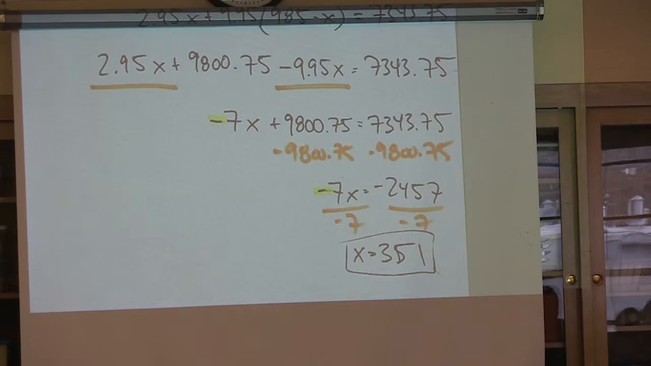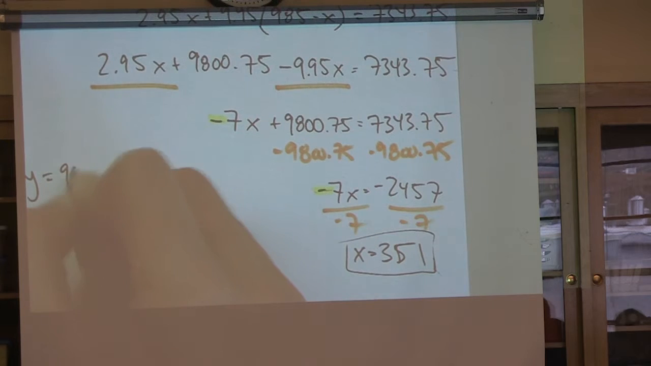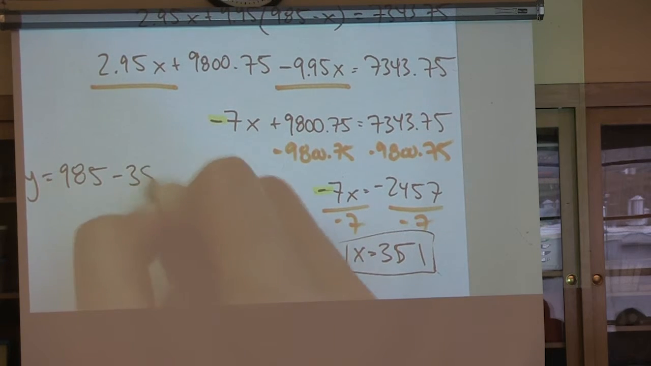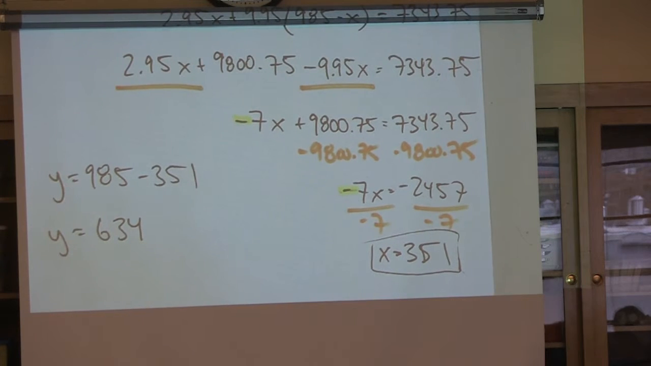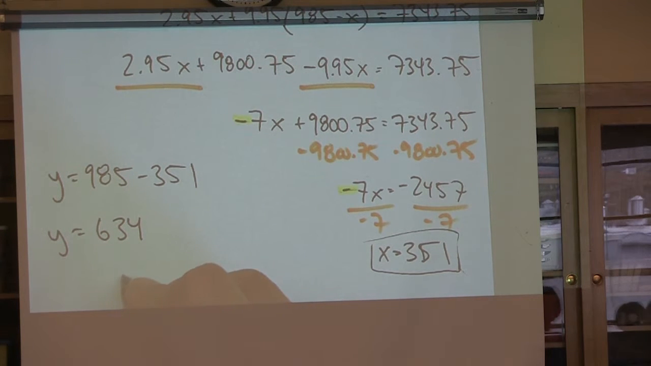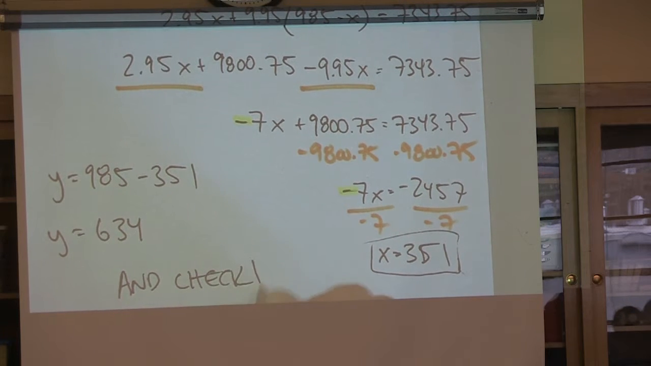Okay. Are we done though? Did we finish? I finished, Ms. Stolte. Technically, we need to do this. It's all for y. If it was 985 minus 351, you get 634. And then we would need to check our answer with the x plus y equals. Okay? And check.